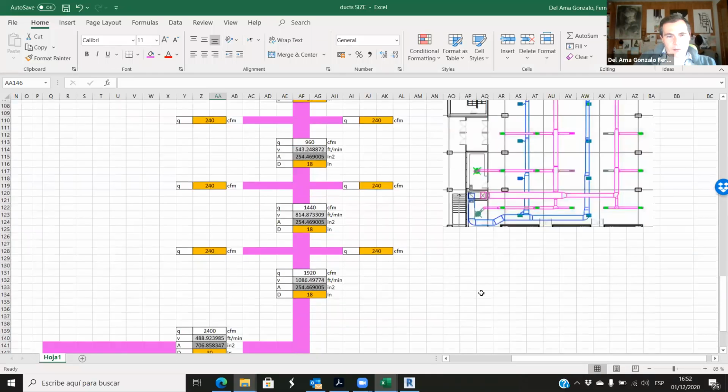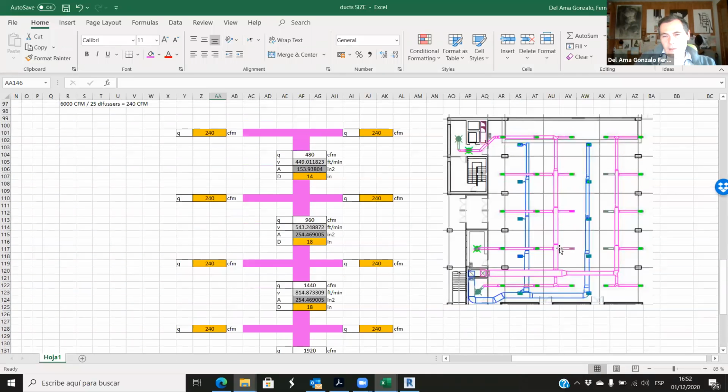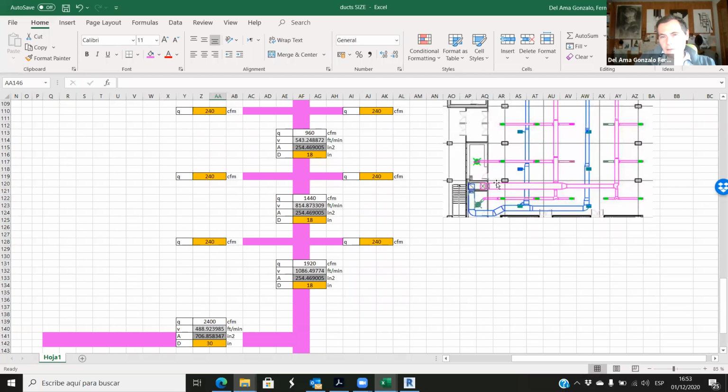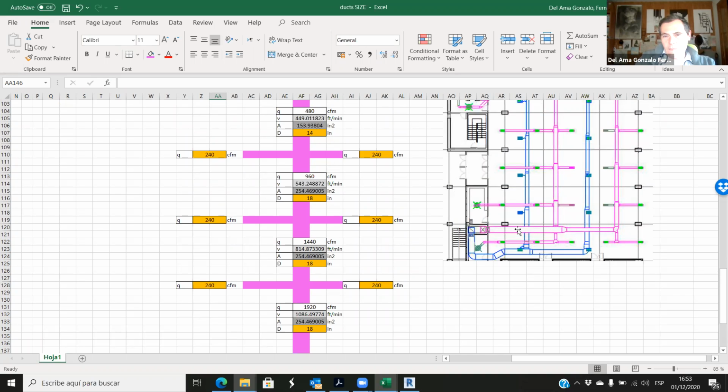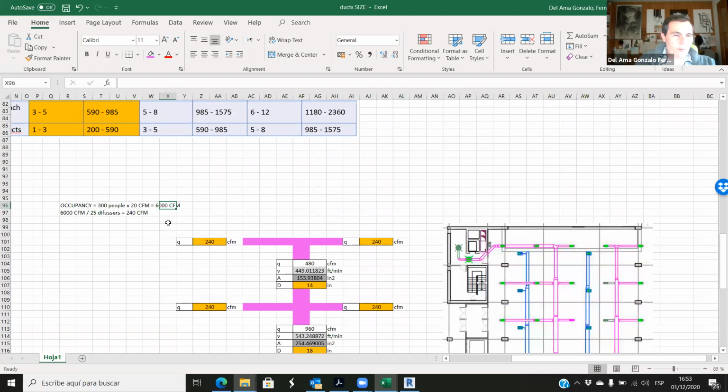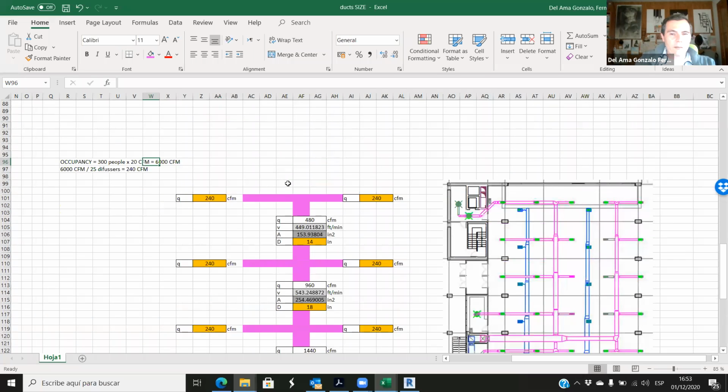Okay, so this is it. And now you have to add this branch here. So in these branches, we have 3 diffusers. Each row, we have 3 diffusers. Here we have only 2. Okay, so at the end, this main branch has to be the thickest because we are adding all the branches here. So the flow at the end of this branch, before the vertical, should be 6,000 CFM because this is the total CFM here.